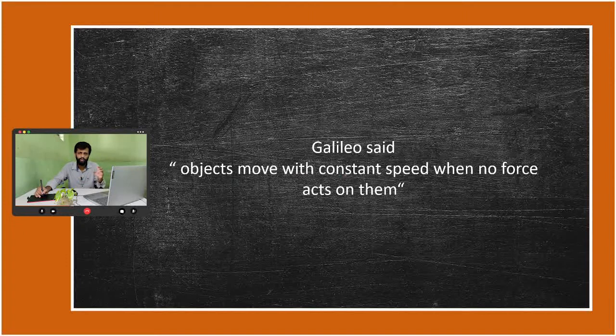Constant means same. So something that was moving should keep moving. If it was moving with 10 meters per second, it will move with 10 meters per second. Constant speed when no force acts on them, that means there is no force acting on it. That means the ball was moving with 10 meters per second and no one kicked that ball to increase the speed. Remember, force can change the speed of an object. Here we are saying no one is applying any force on that object. Galileo said that if you don't apply any force on it, then it should keep on moving with that speed.